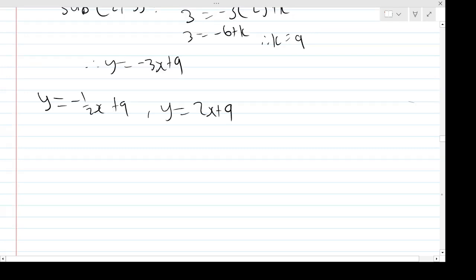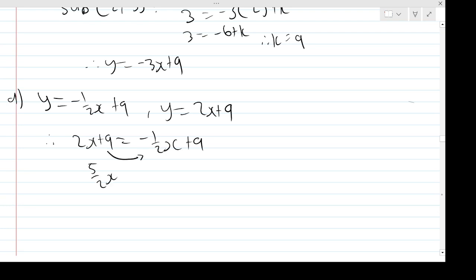Okay, if I substitute that in and equate them together, I get 2x plus 9 equals minus a half x plus 9. If I add a half x to both sides, 2 plus a half is 5 over 2, so that's 5 over 2 x. Then I'm going to move the positive 9 to the other side. That would get me 0, okay? Therefore, x is 0.